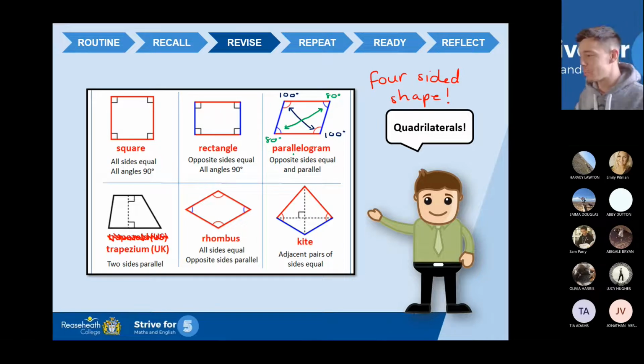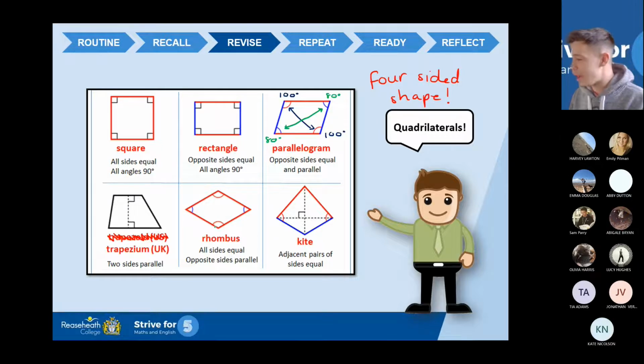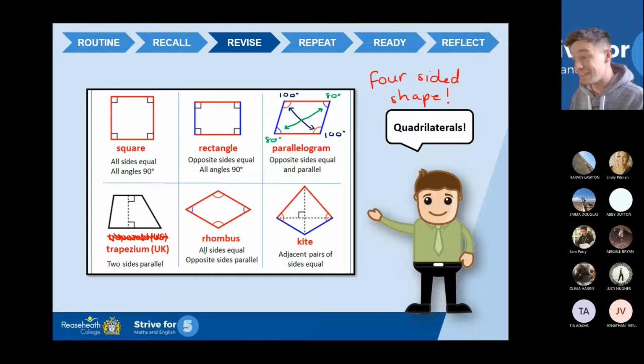A trapezium, 2 sides are parallel. So often the top and bottom are parallel, and then the other ones will cross. So that's the difference. A trapezium only has one pair of parallel lines. A parallelogram has two. We have a rhombus, okay? That is like a diamond, but that's the official name, rhombus. All sides are equal, and the opposite sides are parallel.